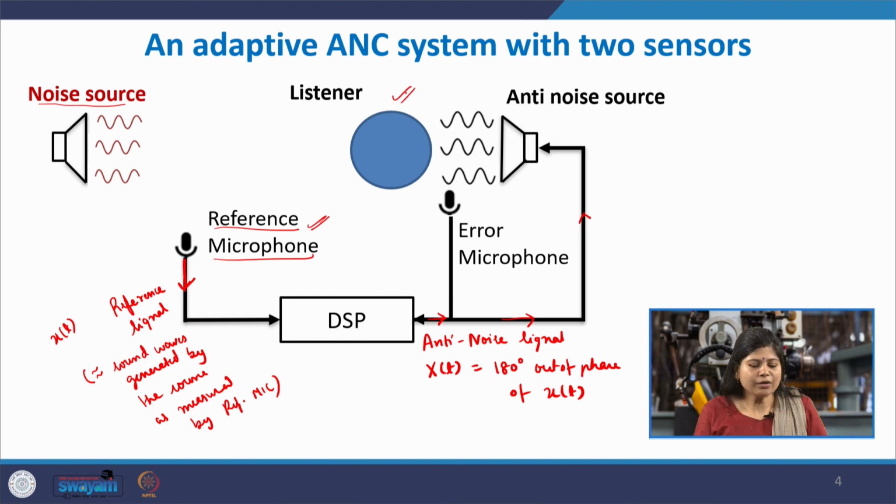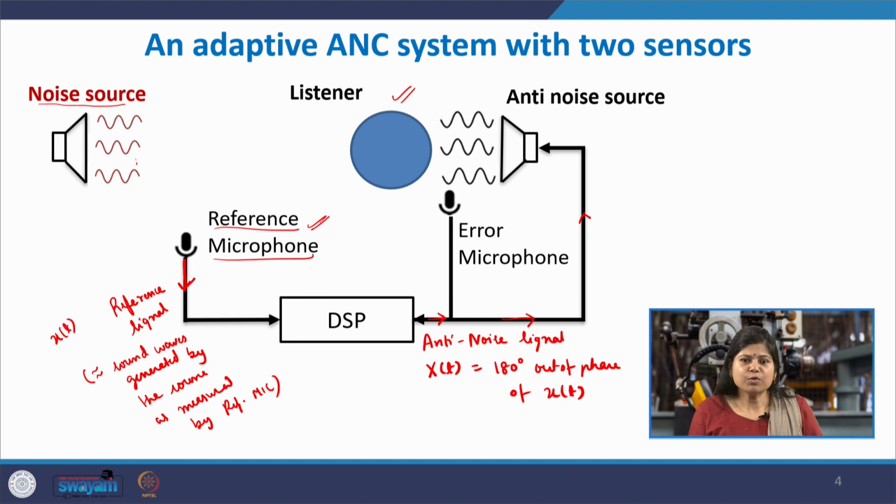But that does not always happen. So, why do we need the error microphone? First of all, whatever is measured here, we can never be sure that the signal measured here is the same as the signal that actually reaches the receiver's ear, because the signal goes through so many distortions along the path. If it is a spherical or a cylindrical sound source, with distance and propagation the amplitude anyway attenuates, the amplitude decreases.